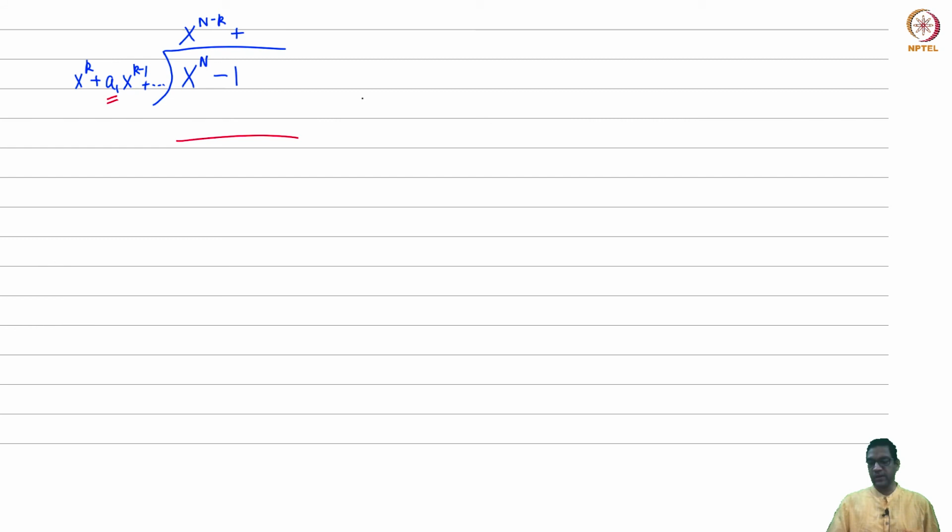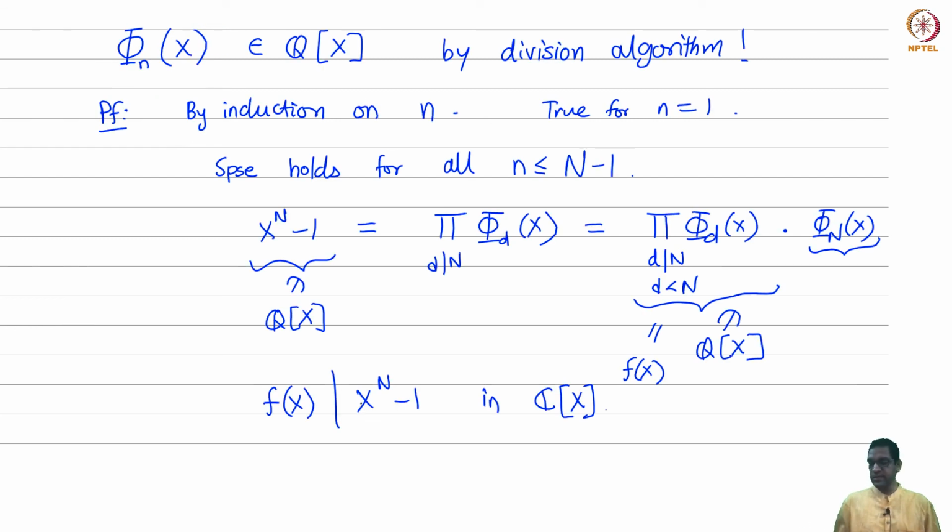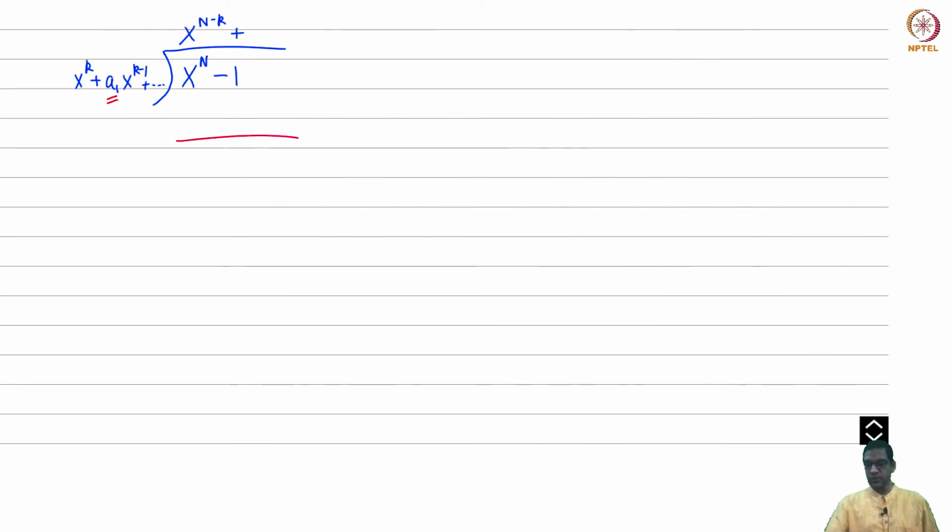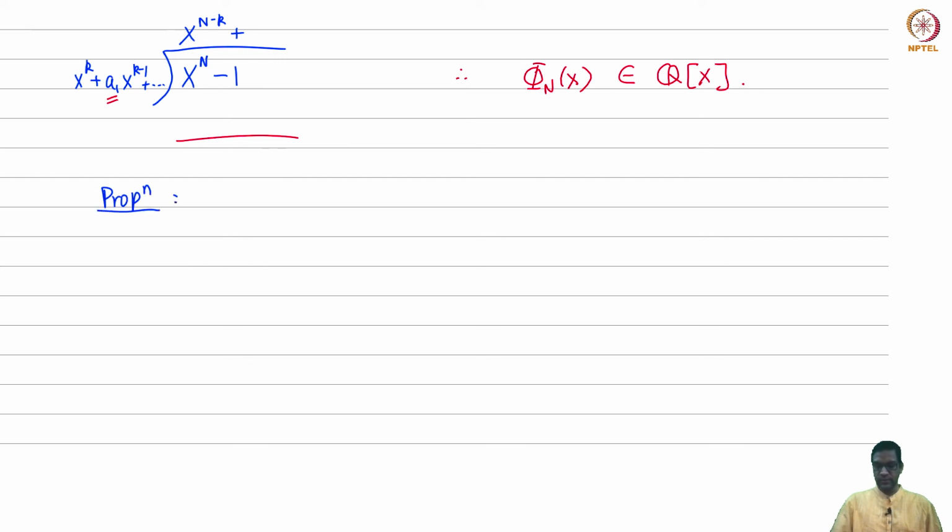You can make this argument a bit more formal as well, but the broad idea is that if f of x divides this in C[x], and since these are in Q[x], one can also conclude that f divides x to the n minus 1 in Q[x]. In other words, the quotient is actually in Q[x]. Therefore, we have concluded that phi n of x has rational coefficients. Okay, so that's an important simplification. But in fact, there is something more, and this is rather remarkable. There's a little proposition here that these polynomials actually have integer coefficients.